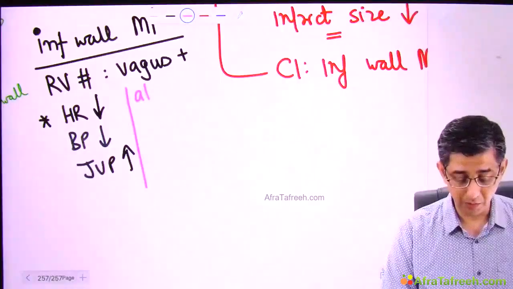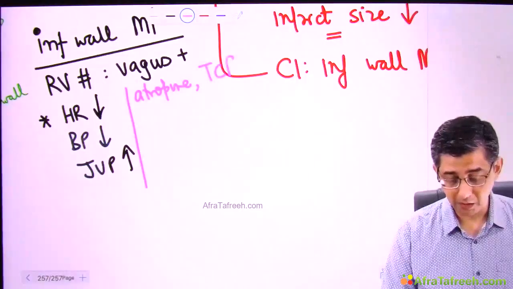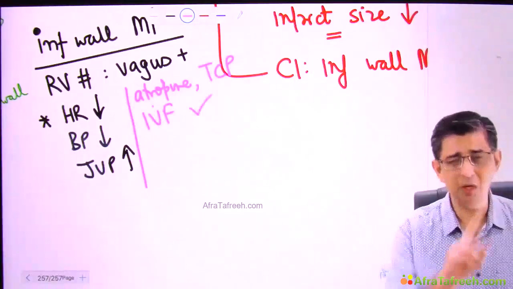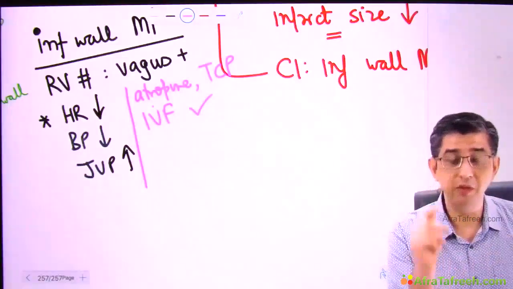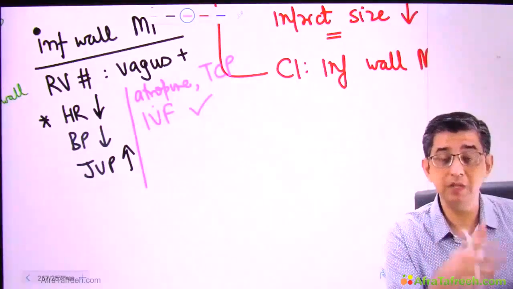You would be using atropine for symptomatic bradycardia, or you can use TCP, transcutaneous pacing. For hypotension, you will give IV fluids. Please remember, you don't give IV fluids in any variety of MI. That is anterior MI. You never give IV fluids because pulmonary edema is there.